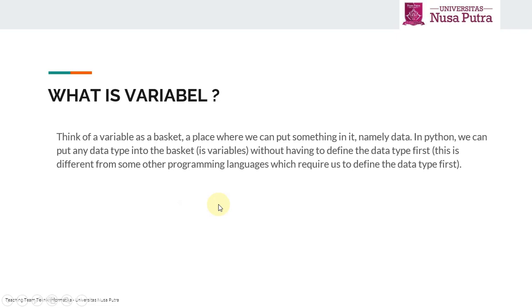Okay, so what is a variable? Think of a variable as a basket. Not a basket as in the sport, but a basket like this. This is a variable, a place where we can put something in it. We can put anything into the basket, namely the data. In Python we can put any data type into the basket.